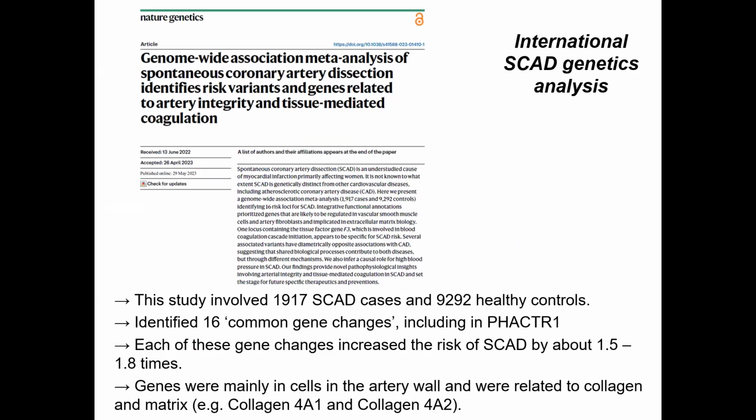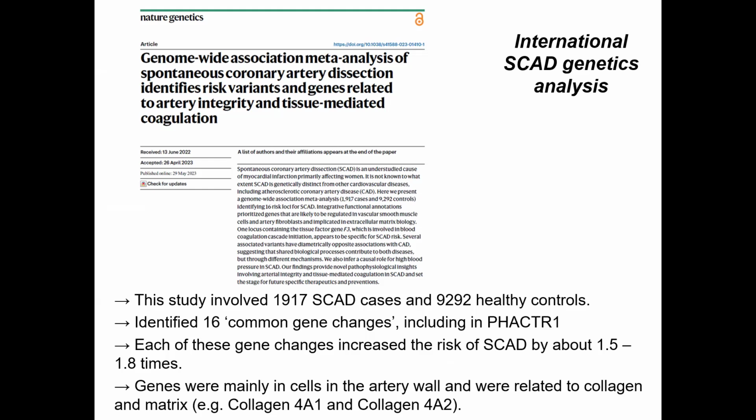Following on from that, about a year and a half ago, we published this paper, which is an international study that involved multiple sites from Europe, America, and Australia, where we pooled our data to come up with almost 2,000 SCAD cases and 10,000 healthy controls. Together we identified 16 common gene changes, including PRACTA1, that were linked to SCAD. Each of these gene changes increased the risk of SCAD only by about 1.5 to 1.8 times, which is relatively only a small increase in risk.